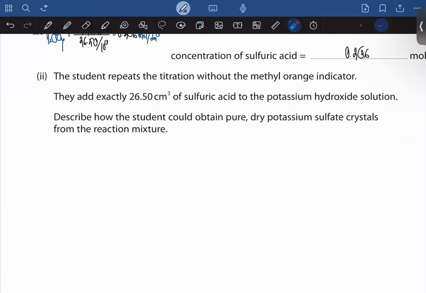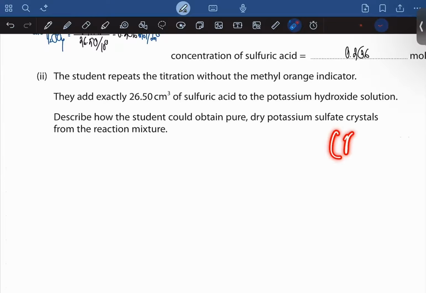So first of all, you have to describe the procedure to obtain that pure salt. So how are you going to do it? You basically heat the solution containing this to the crystallization point, or until it has become saturated. And then we are going to cool the solution so that the crystals start to form.